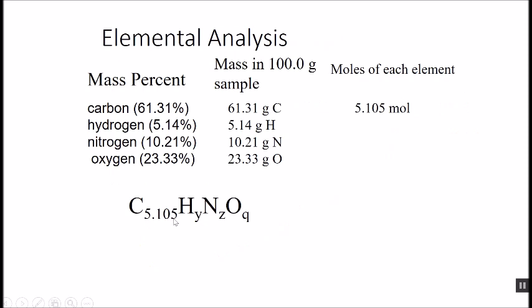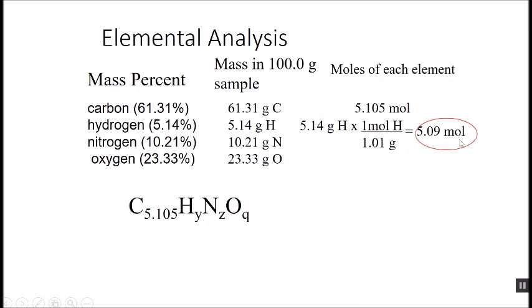Now, you might have an alert going off in your brain saying, wait a minute, these are supposed to be whole number ratios, and I promise you I haven't forgotten that. We'll get to that, but for the sake of getting through this problem, let's just carry on and we'll see what happens. Next, we need to find the moles of hydrogen. So let's take the grams of hydrogen, divide by the molar mass of hydrogen, and we'll get 5 moles of hydrogen.